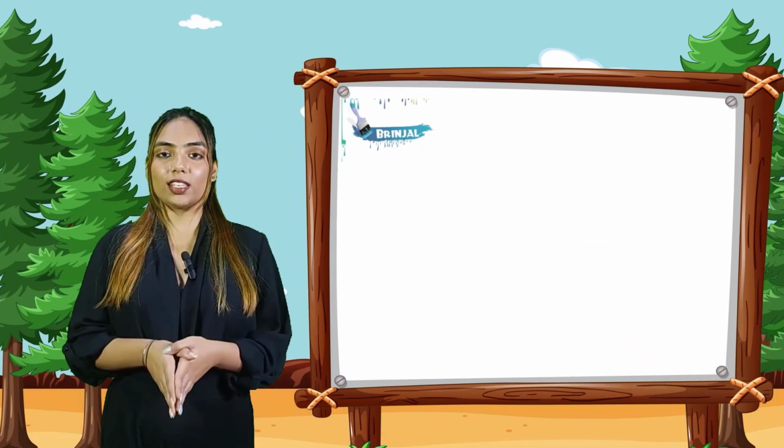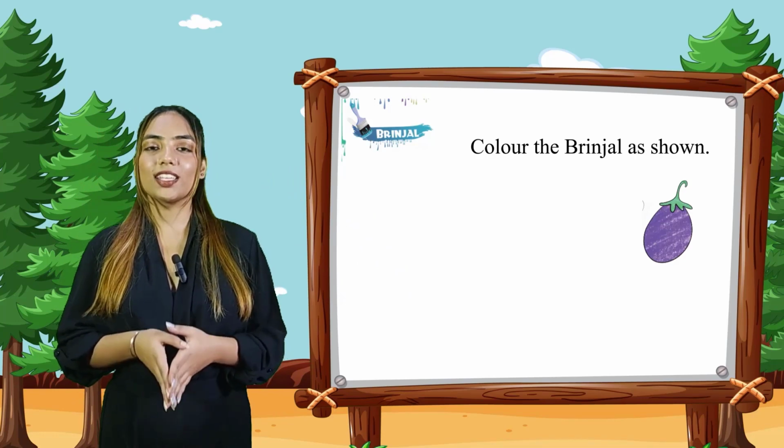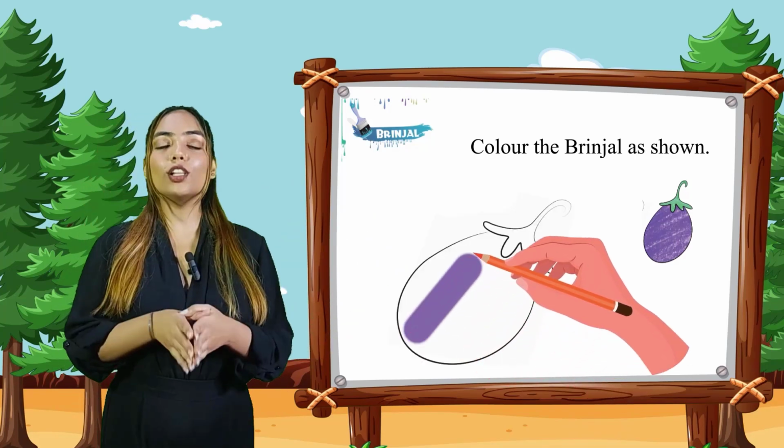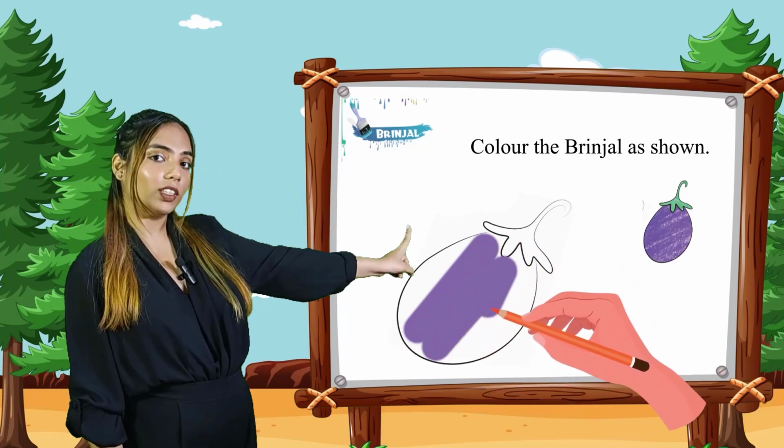Moving on to the next image is a vegetable. Can you guess which vegetable is this? Yes, it is a brinjal. We also call it eggplant. Color this brinjal as shown in the reference over here.